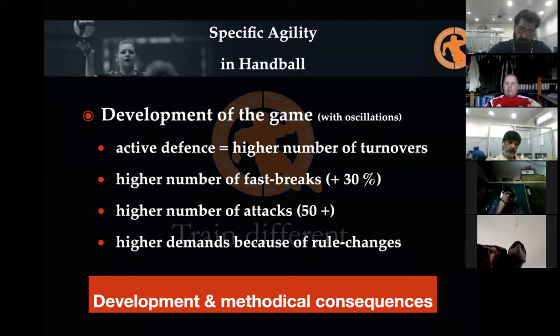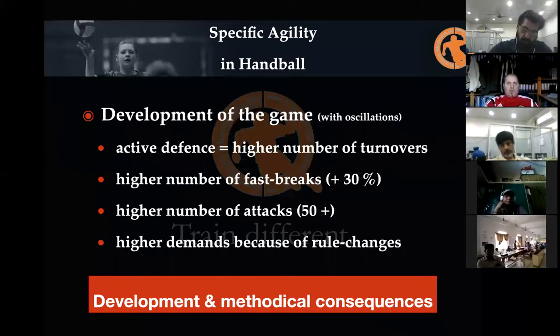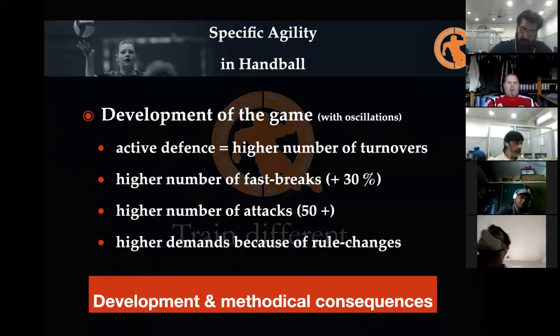And this is a small rule change that influenced the speed of our game. And as you can imagine, we will never know how the rules will change in future. So maybe higher demands from the rule side will come to speed up the game a little bit more.